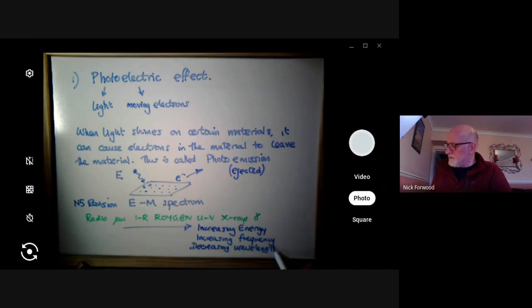And you should know that from National 5. So these have a long wavelength, and as we go up through here, the wavelength gets less and less and less. So these are three things really from National 5 that you ought to remember: as you move up through the electromagnetic spectrum, this is increasing energy, increasing frequency, and decreasing wavelength.